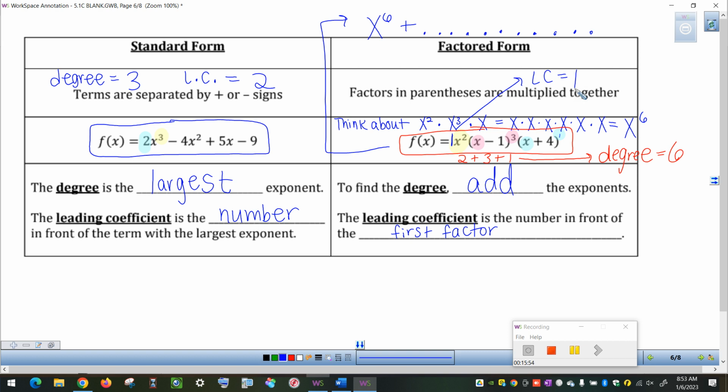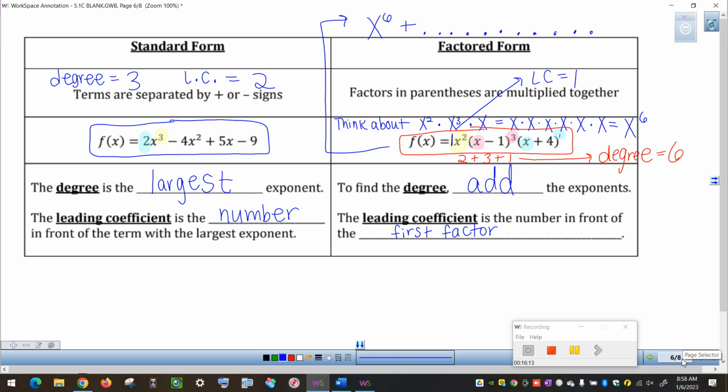Sometimes you will have a negative sign in that position, so your leading coefficient is negative 1. You also could have something like a 2 in that position, or maybe a 5. So maybe you have an actual different number, but it's just whatever number is out in front of the whole thing.